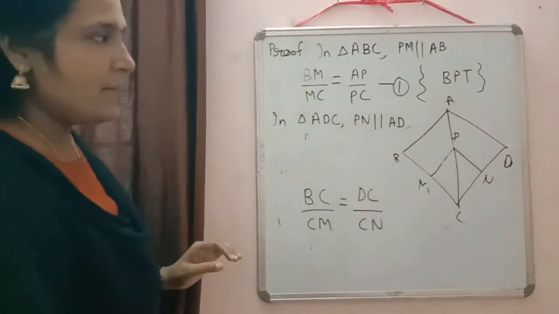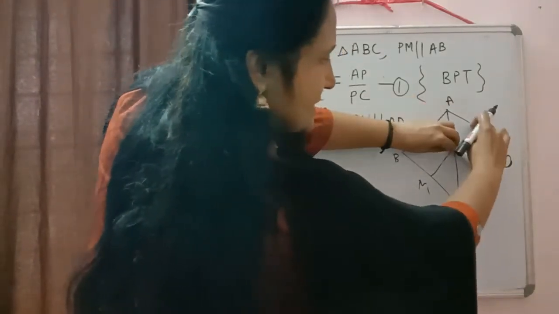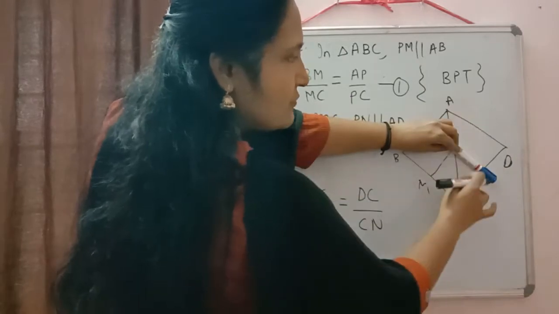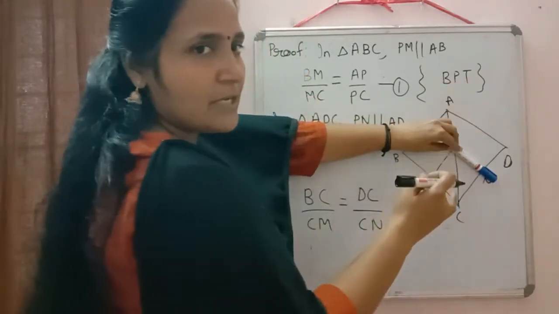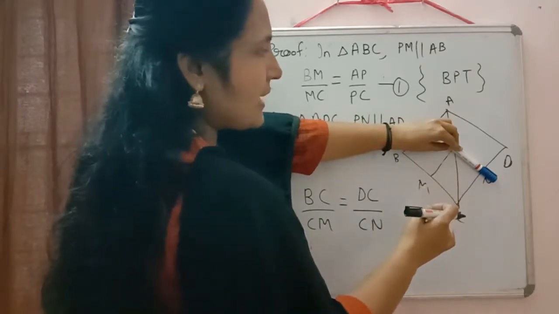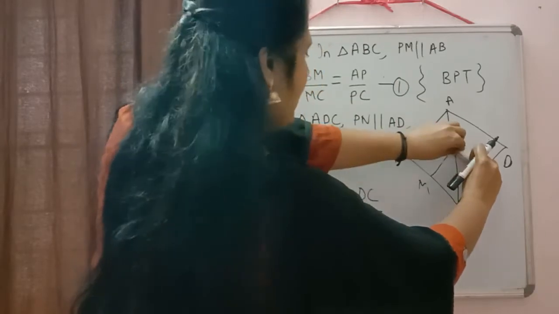So again by BPT what we can say? Just to check, PN is parallel to this side. So the other two sides will be divided in the same ratio. So everything we are writing from the top only. So here also we'll write from the top. What will come? AP by PC.